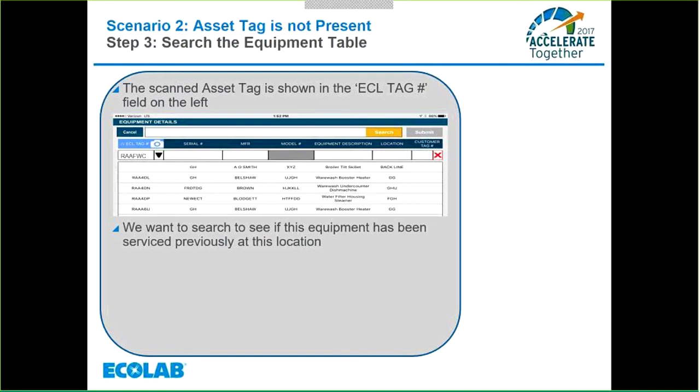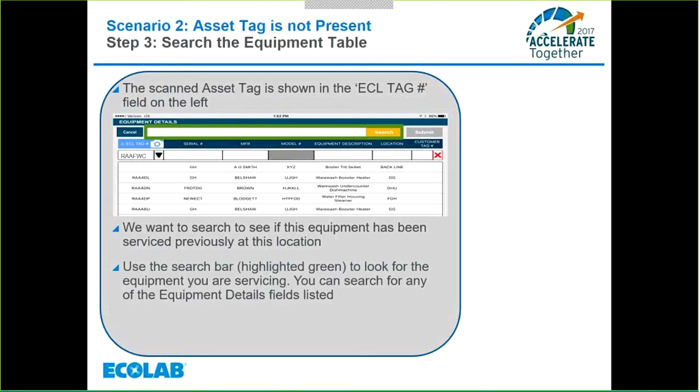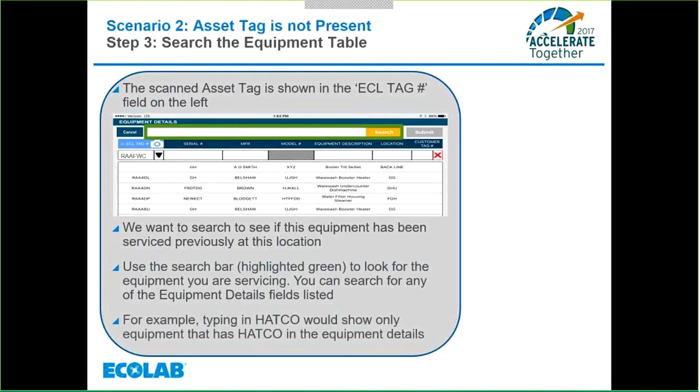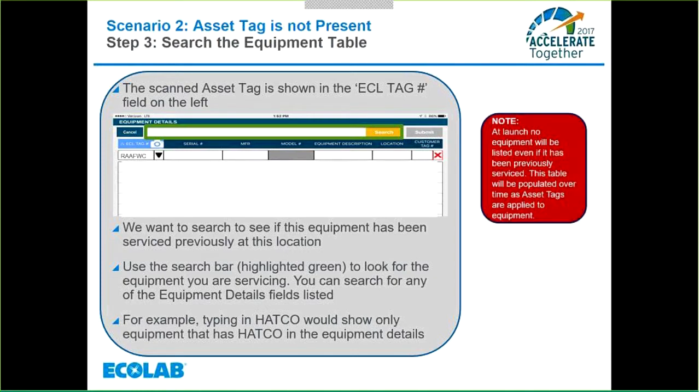We want to search to see if this equipment has been serviced previously at this location. Use the search bar highlighted green to look for any equipment you are servicing. You can search for any of the equipment detail fields listed. For example, typing in Hatco would show only equipment that has Hatco in the equipment details. Note, at launch, no equipment will be listed in the table below, even if it has been previously serviced. This table will be populated over time as asset tags are applied to the equipment.